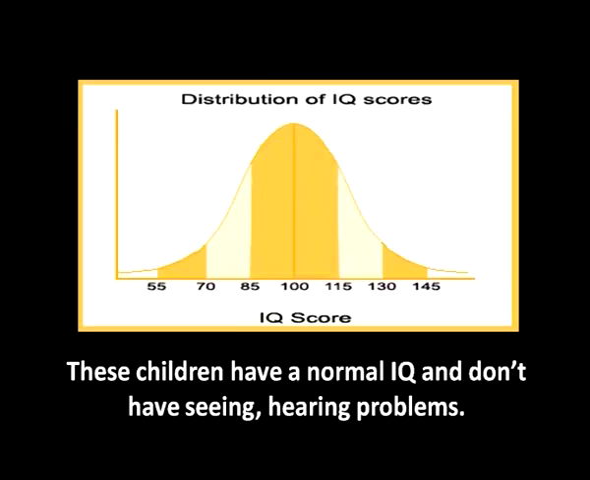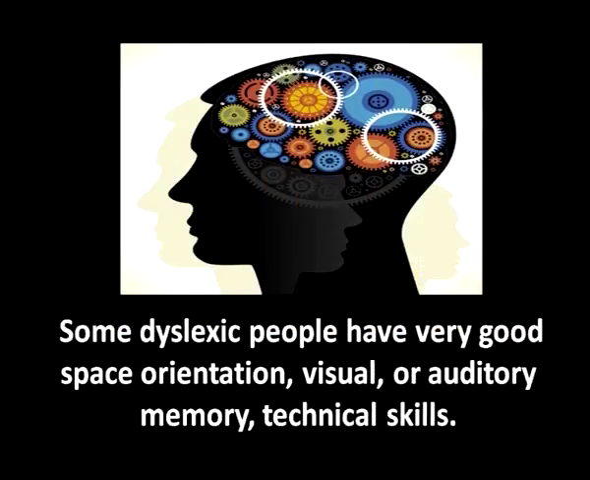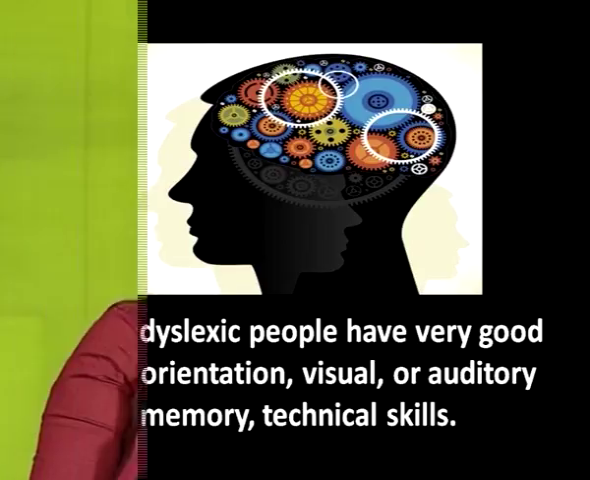These children have a normal IQ and no sensory impairment. They don't have seeing or hearing problems. Some dyslexic people have very good space orientation, visual or auditory memory, and technical skills.